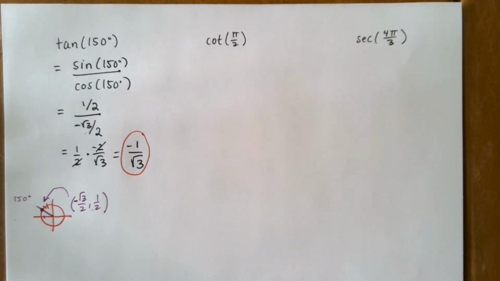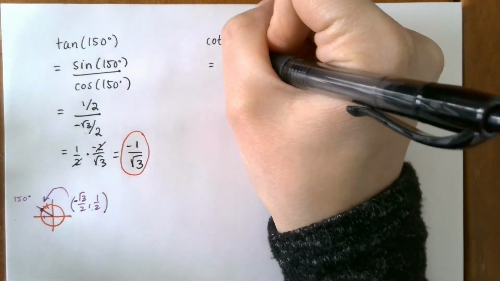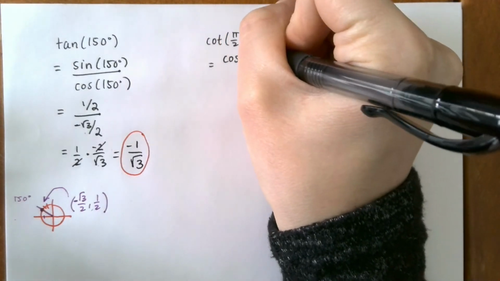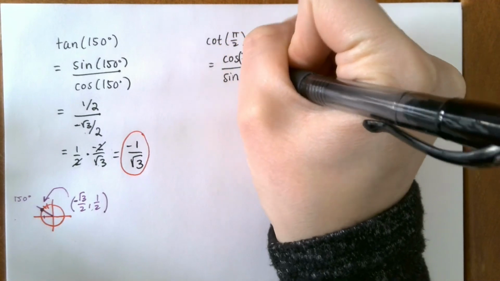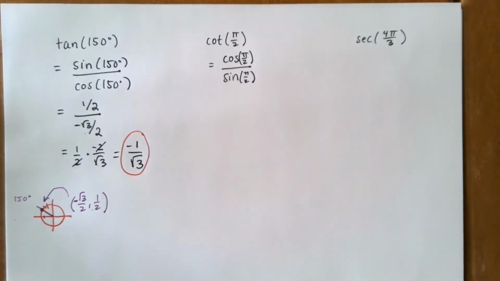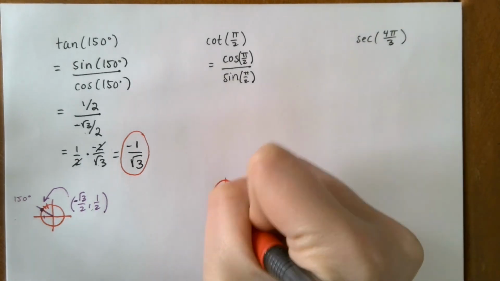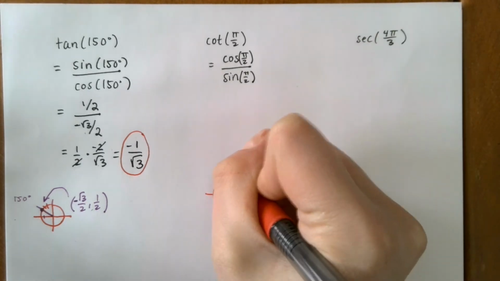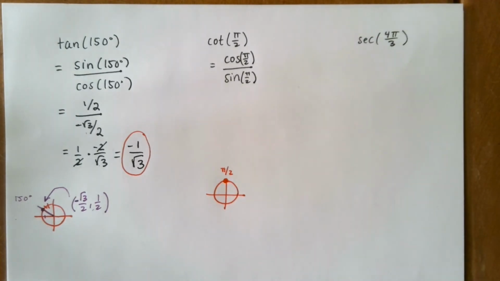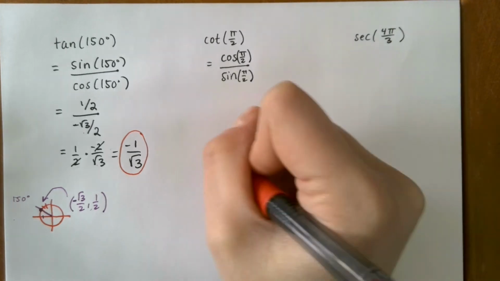Alright, so let's move on to the cotangent of pi over 2. We'll look back to see the definition of cotangent is cosine over sine. So it's pretty much tangent upside down. So I can tell I'm going to need the cosine and sine of pi over 2. So I'm going to locate pi over 2. That's 90 degrees, which is right here. So the coordinates of that point, either from memory or from looking at the unit circle, will be 0, 1.